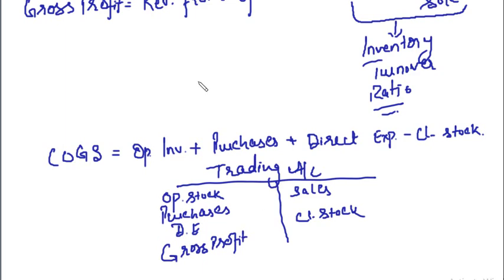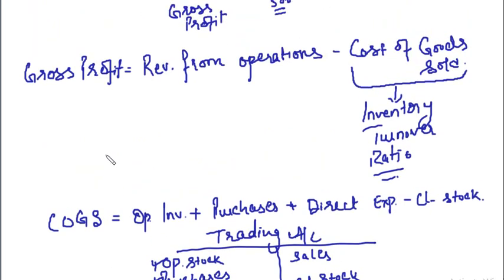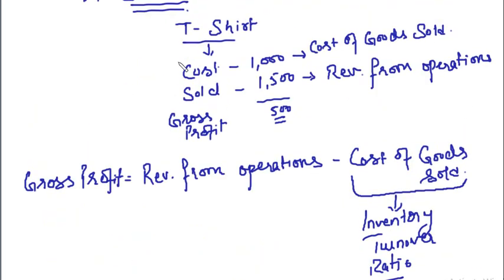So this is all what we are preparing from the trading account. Opening inventory plus purchases plus direct expenses minus closing stock is what we are getting as cost of goods sold, right? And if from the total revenue from operations, we remove the cost, right, what is left with us? Gross profit. Clear? I explained you with this example.